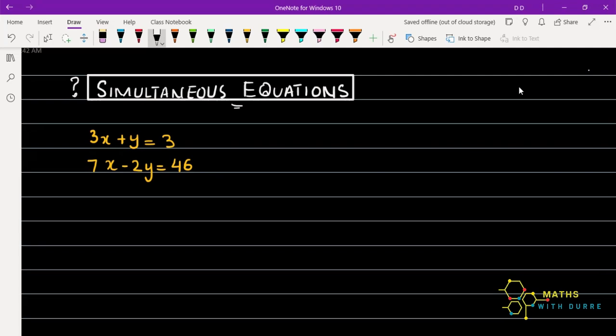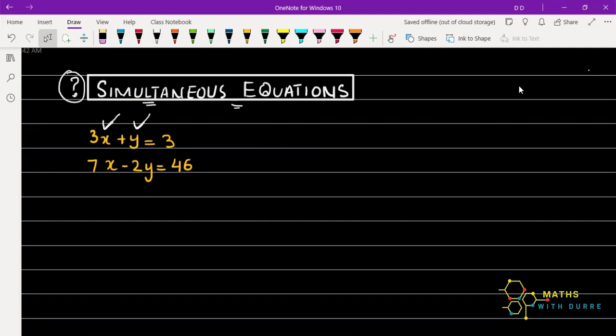When an equation has two variables in it, like x and y, such equations are called simultaneous equations. And why are they normally called simultaneous equations? Because we can find the value of x and y simultaneously. At the same time, we can solve it and find the answer.